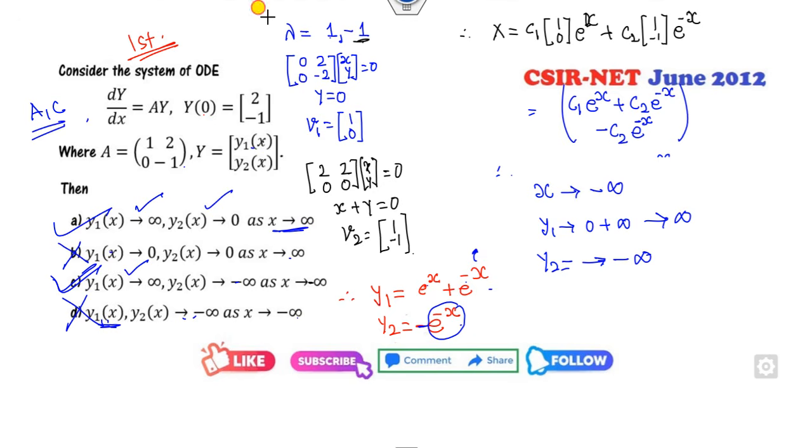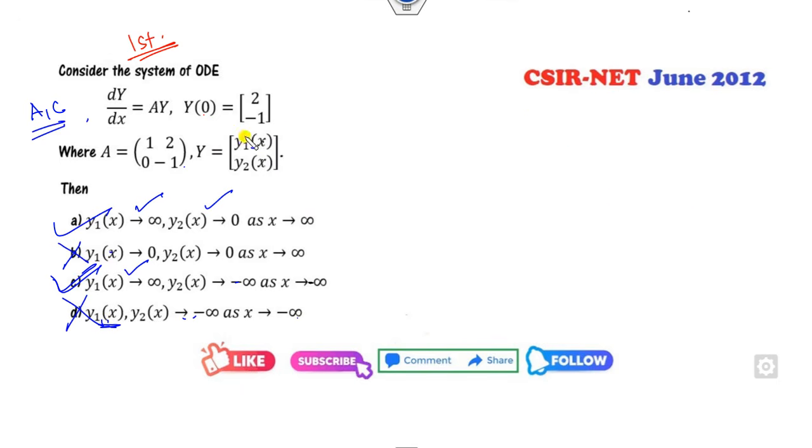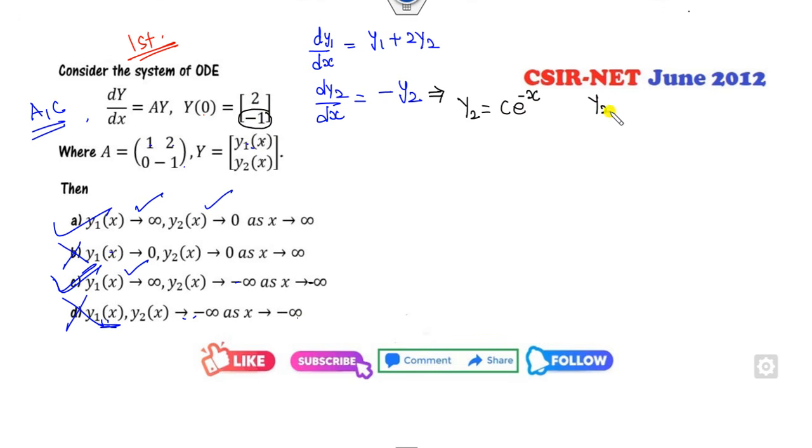This is the first method. There is one more method for how you can solve that problem. For that you have to write the system of equations. dy1 is y1 plus 2y2. Second equation, dy2 is minus y2. Now from here can you find the value of y2? y2 is a constant times e raised to power minus x. Now I can use the initial condition. y2 of 0 is minus 1, so the constant will be minus 1. So y2 will be minus e raised to power minus x.